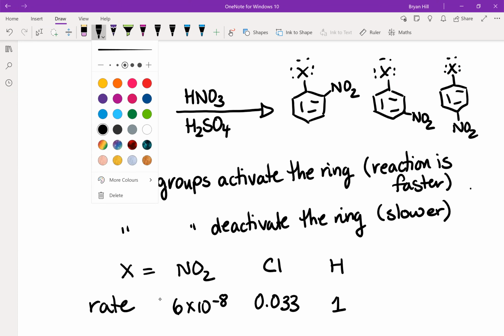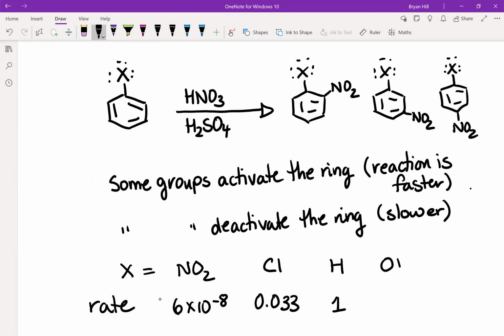And if you have OH, so OH is electronegative as well, but it donates electron density through resonance. So the rate of a hydroxyl group is basically 1,000. So this is really, really fast. So an OH group will activate a ring. We're going to draw some resonance structures to basically show this.